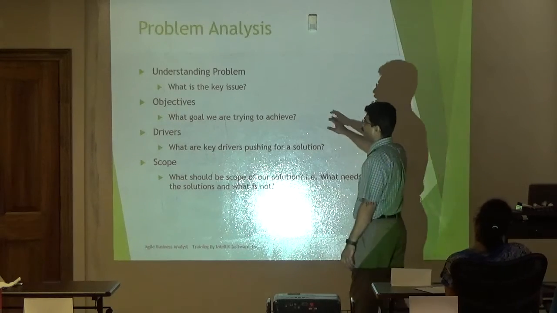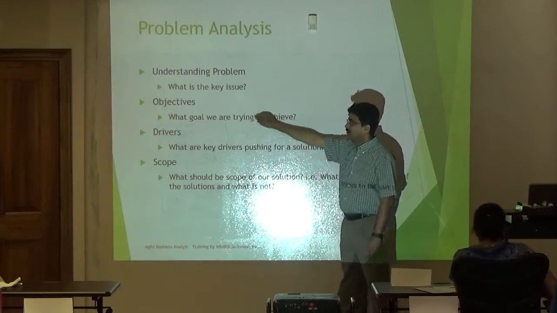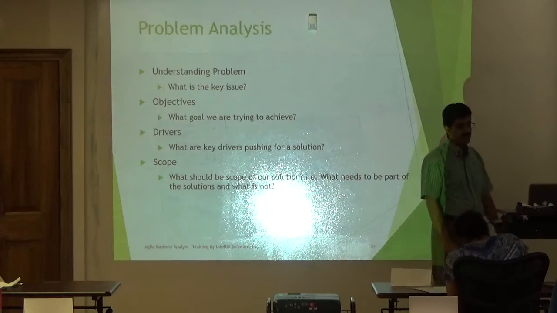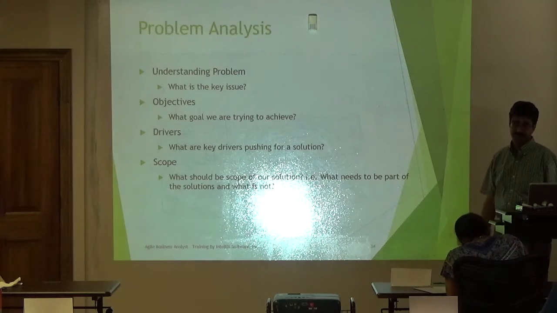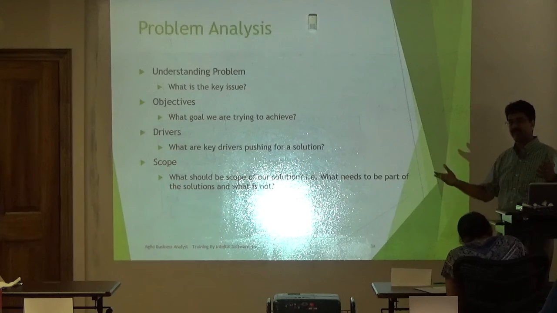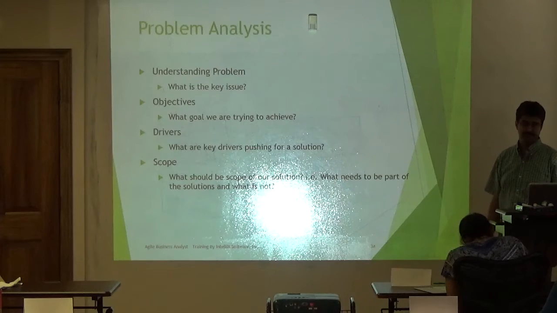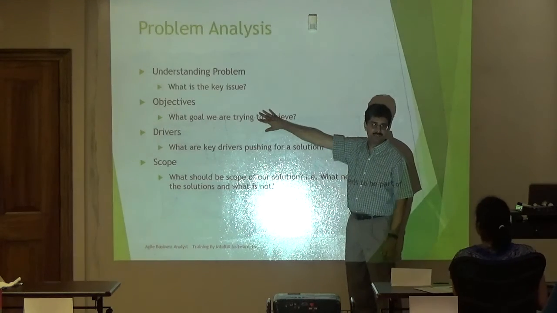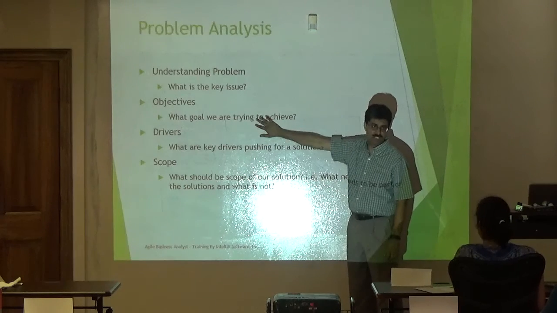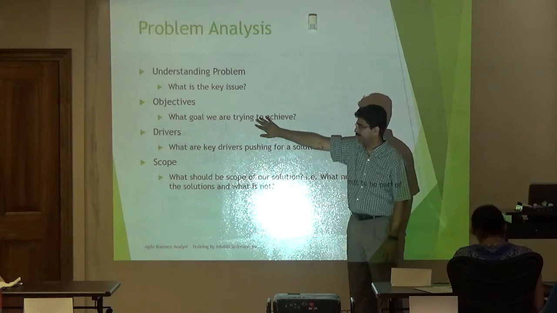But my problem is the market growth. My objective is I want to build an online system so that I don't have to open that many stores, but I can still tap into the growth. Right? So the problem is different, the objective is different. The problem is growth, the objective is to build an online capability.